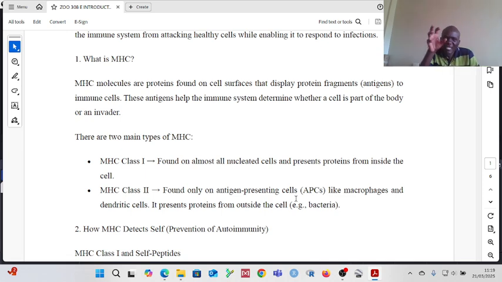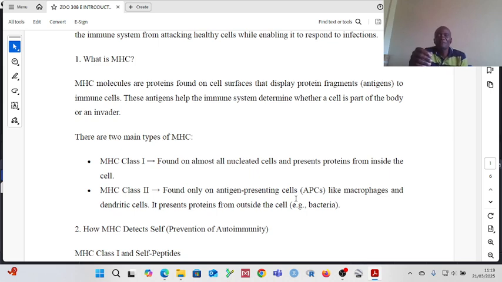Okay, so let's now move ahead and begin to look at how exactly the MHC recognizes or detects what is self. When a cell belongs to your body, how does the MHC detect that this cell is part of your body, but this other cell comes from outside your body? So the first thing is, how does the MHC detect self? By detecting self, it helps your immune system not to attack self.